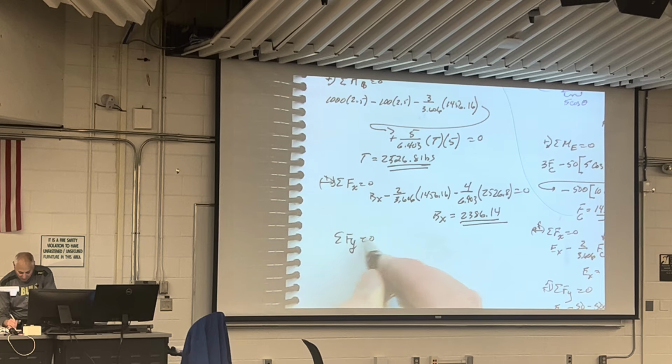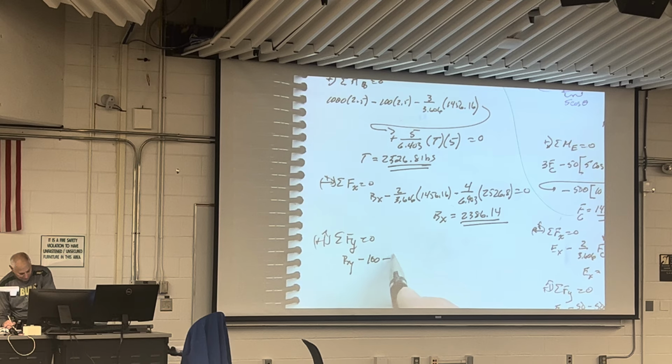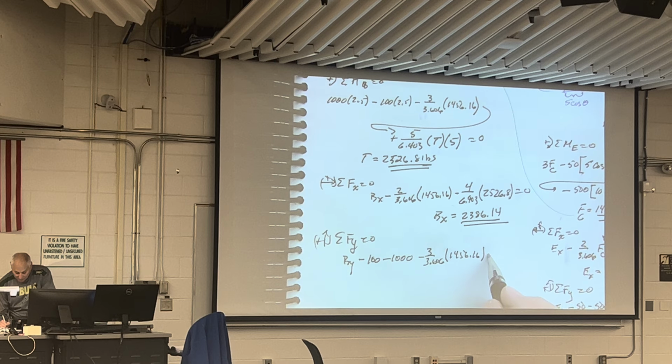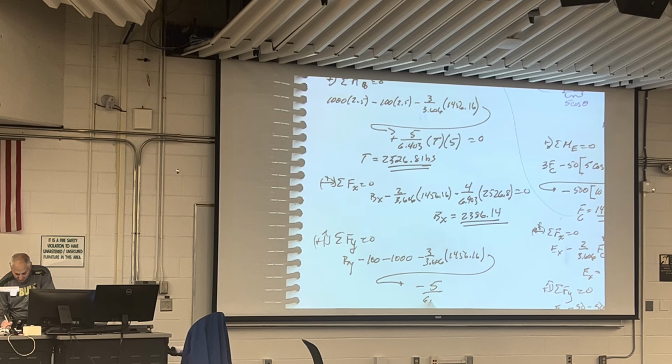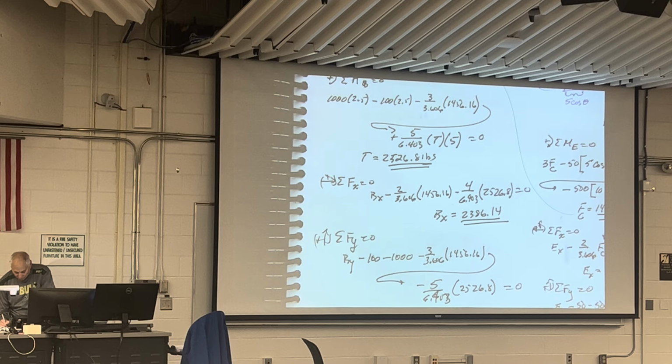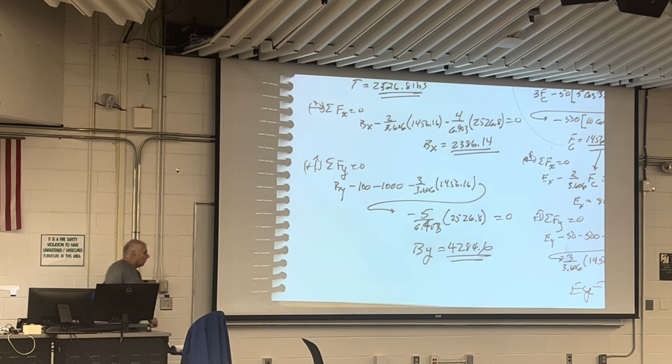Sum of forces in the y equals 0, positive up. That says By minus 100 minus 1,000 from the distributed load minus 3 over 3.606 times 1456.16 minus 5 over 6.403 times 2526.8 equals 0, or By is equal to 4284.6. Voila.